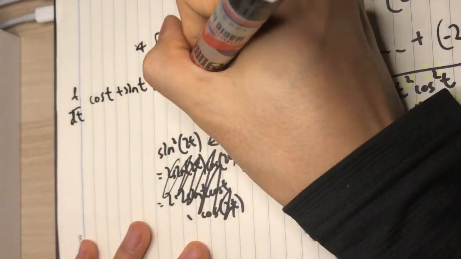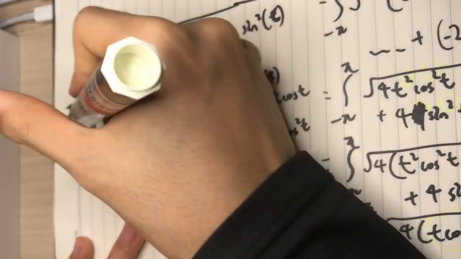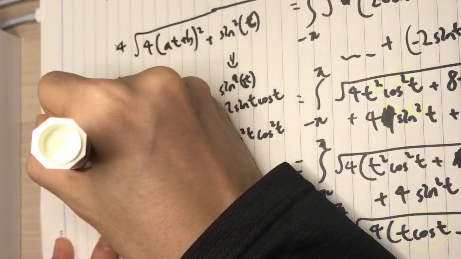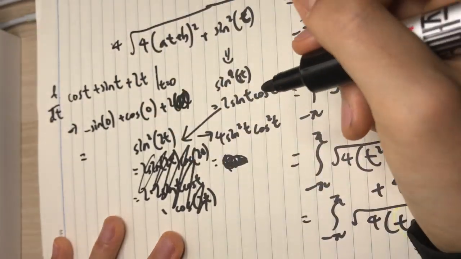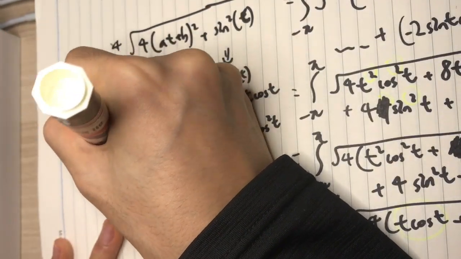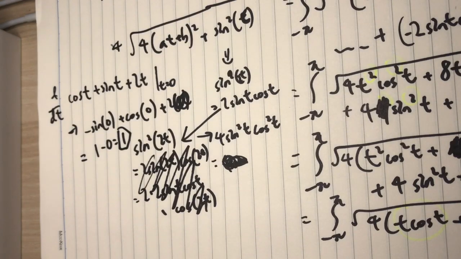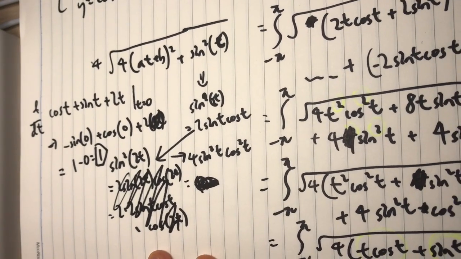And so this is a derivative of a plus b plus c, where t equals 0, and this is just me solving the derivatives. And I made a mistake. Wow, surprising. I forgot to add 2, so the answer is actually 3 instead of 1, what I wrote on the paper. And yeah, you always make mistakes and you learn from them.